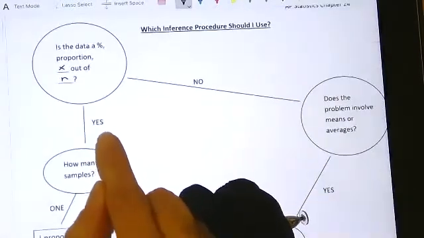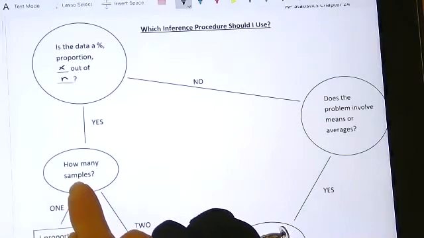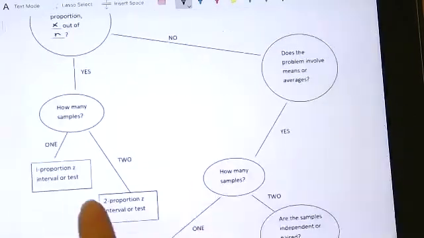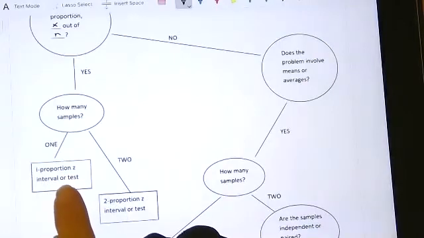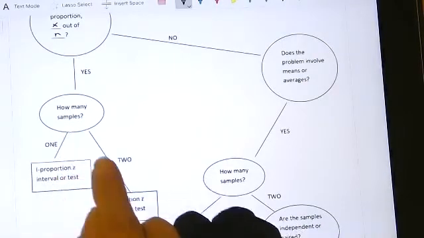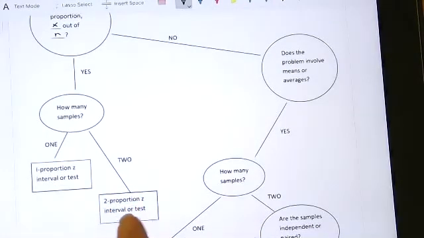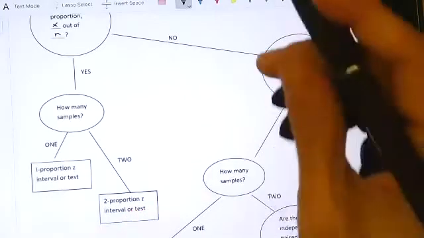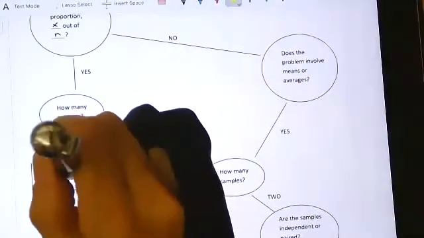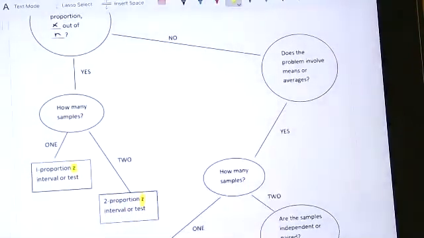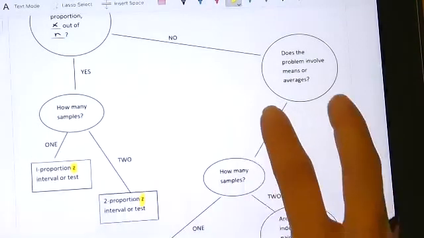So if that is the case, you say yes. Next question, how many samples do you have? If you have 1, then we're going to do a 1 proportion Z interval or a 1 proportion Z test. If you decide that there are 2 independent samples with proportions, you're going to do a 2 proportion Z interval or a 2 proportion Z test. Remember, proportions use Z, because we don't have to put the S into our formula. It's whenever we use S in the formula, when we don't know sigma, that our normal model turns into a T model. That doesn't happen with proportions.